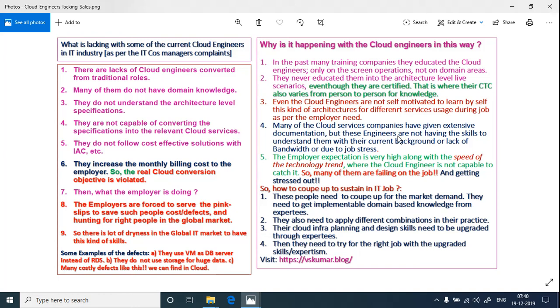So many cloud services companies have given extensive documentation, but these engineers do not have the skills to understand it, with their current background, lack of bandwidth or job stress. Obviously, if they take a fresher and define them as a cloud engineer, that fresher will not have this kind of skills. Even guys with less than 5 years of experience don't have the habit of reading technical documentation.